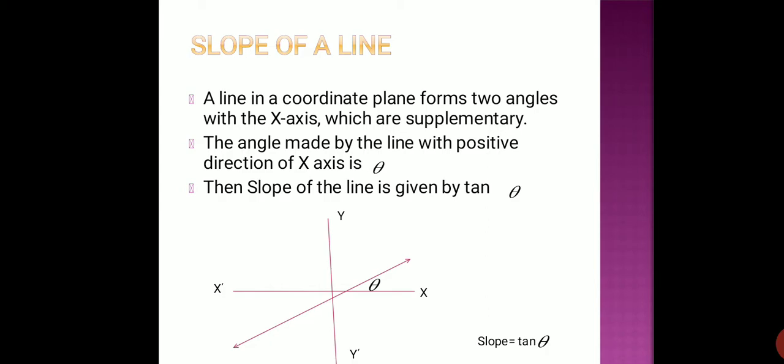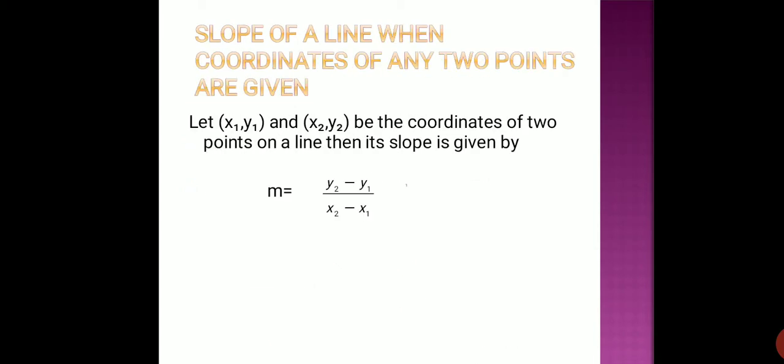A line in a coordinate plane forms two angles with the x-axis which are supplementary. You can see here that in this diagram we have x-axis and this is the line. Line is making an angle theta with the x-axis. When we know this angle, at what angle this line is inclined to the x-axis, if we find tan theta, then we will get the slope of the line. So the slope of the line is given by tan theta, where theta is the angle made by the line with the x-axis.